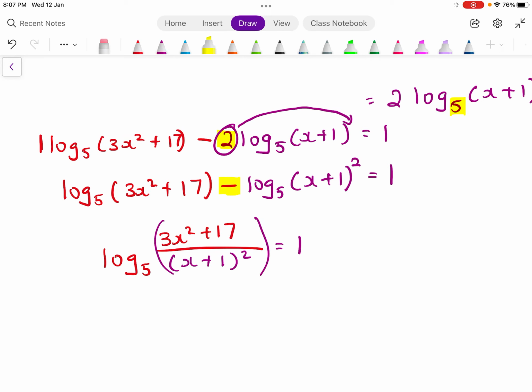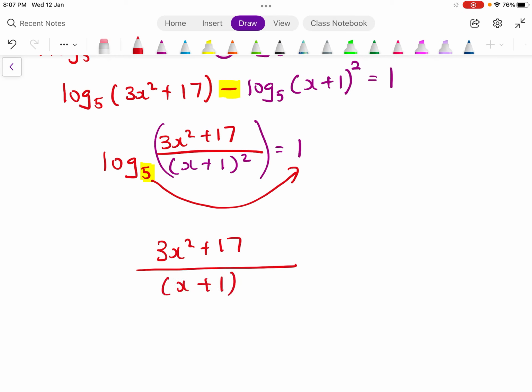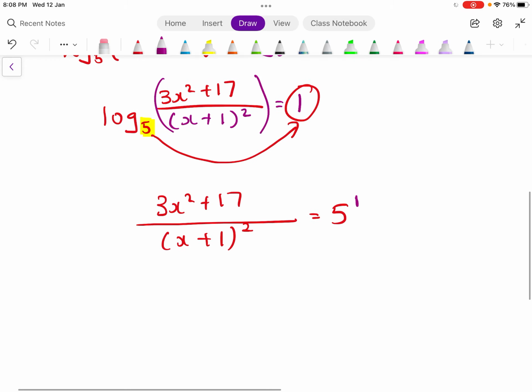I want to get rid of the log now. So how do I get rid of the log? Very simple. The 5 you see here, you move it to the right hand side. When you move it to the right hand side, it's no longer the base. So now it becomes (3x squared plus 17) over (x plus 1) squared equal to 5. Now if you look at the 1 here, this 1 becomes the power. So this is another law of the logarithm. So now the right hand side is 5, just put 5.